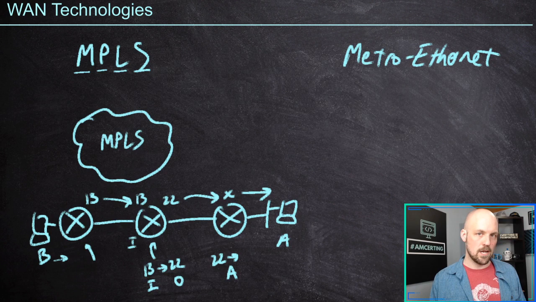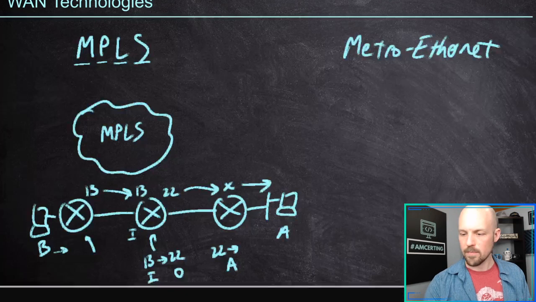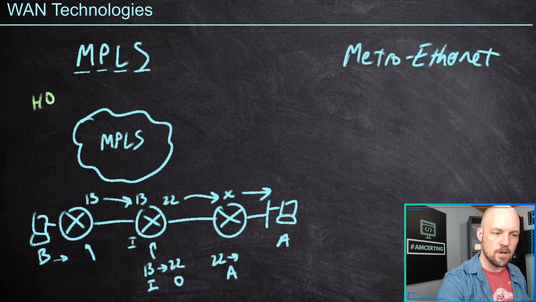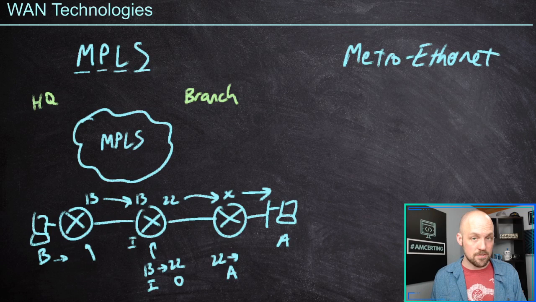When I have two sites, I took up all my real estate, darn it. All right, we'll just change colors and make it clear here. So when I have two sites, let's say I have my HQ and I have my branch, and I need to connect my branch to my HQ, oftentimes the best way to do that is by calling up a service provider and saying, hey, I need an MPLS circuit delivered.